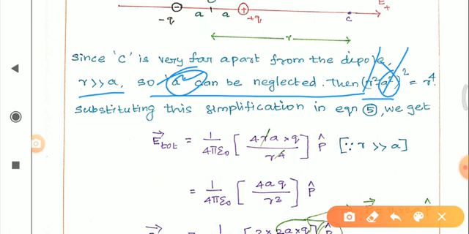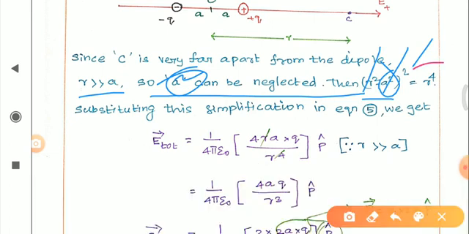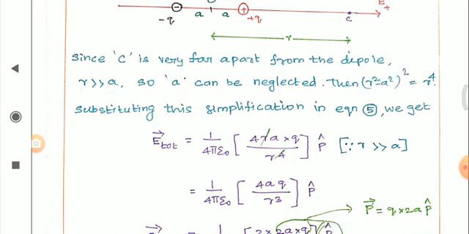So what will be the remaining? R square, whole square, is equal to R power 4. That's why I wrote here R power 4. If we substitute (R square minus A square) whole square equal to R power 4, then we get this equation: 1 by 4 pi epsilon naught into, already 4A is there in the numerator, 4RA into Q brought into the bracket. Now 4RAQ divided by R power 4, here R will be cancelled.